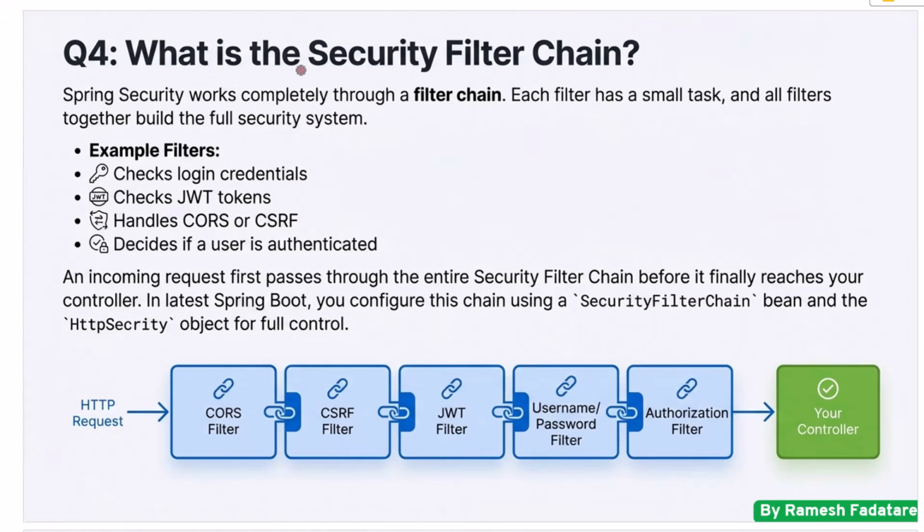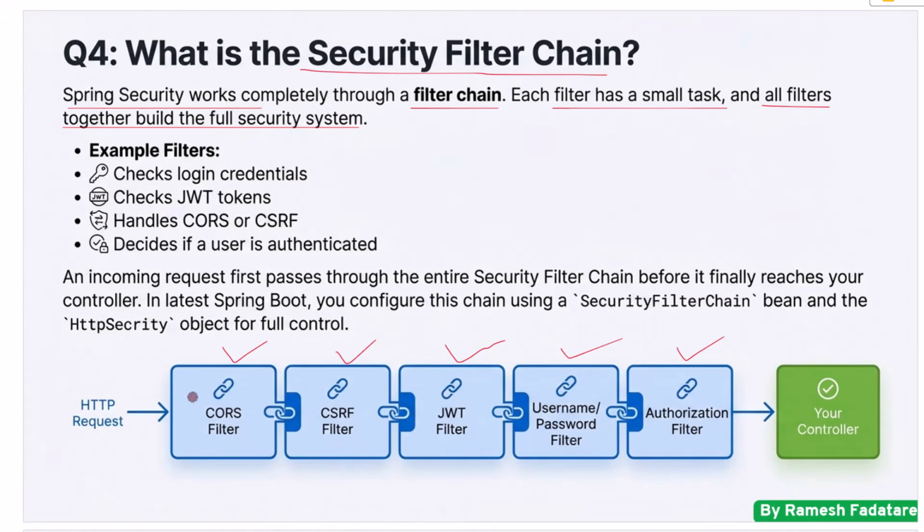The next question is, what is the security filter chain? Spring Security works completely through a filter chain. Each filter has a small task, and all filters together build the full security system. For example, one filter checks login credentials, another filter checks JWT tokens, another filter handles CORS or CSRF, another filter decides if the user is authenticated.